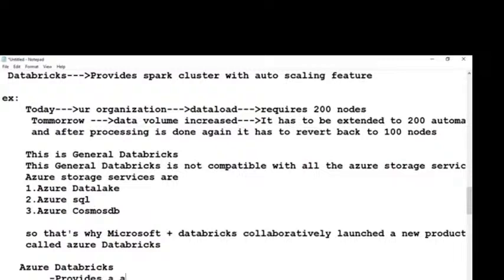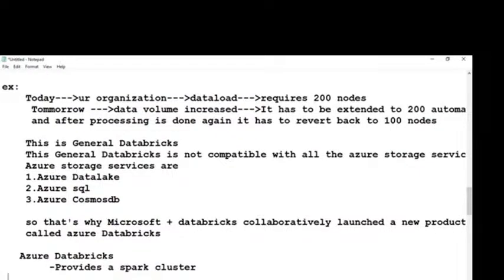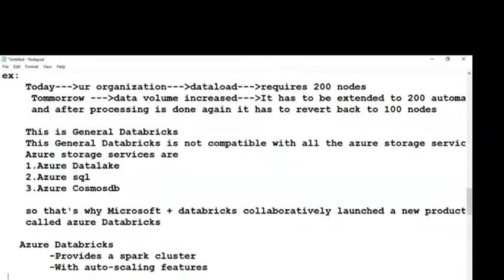Azure Databricks provides a Spark cluster with auto scaling feature, and it is compatible, right? Yes. All the Azure storage services.